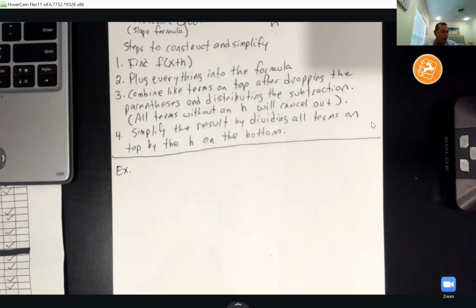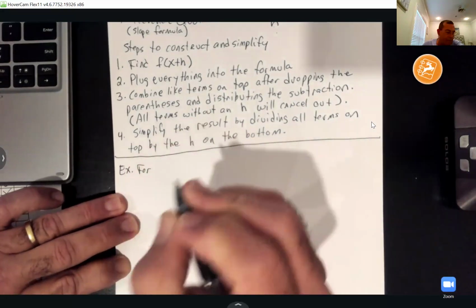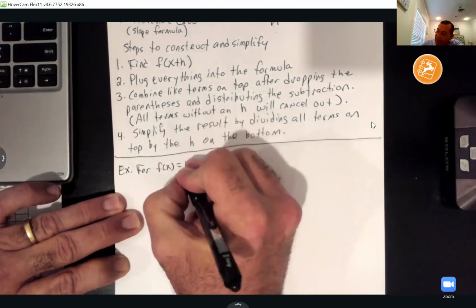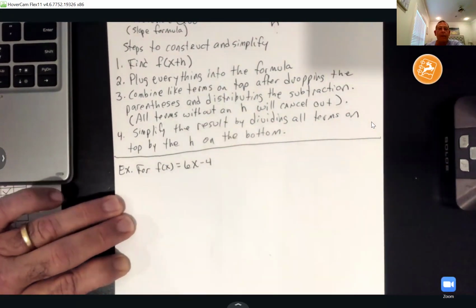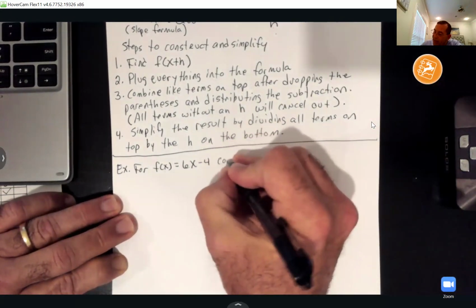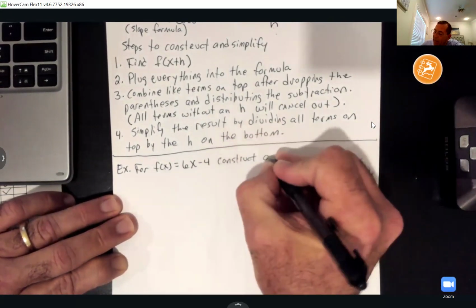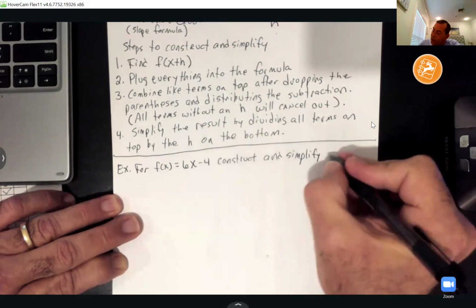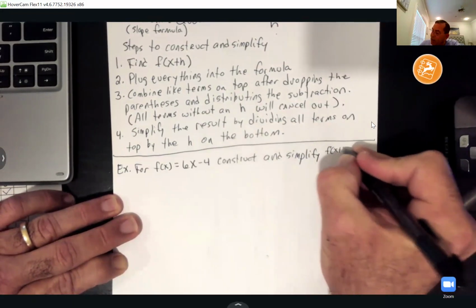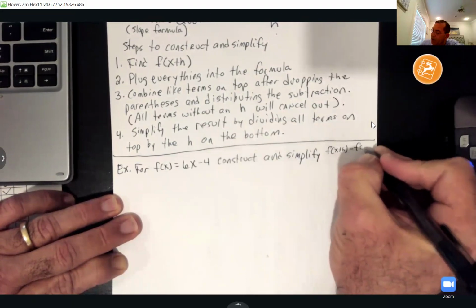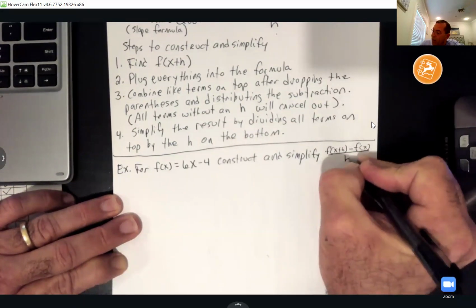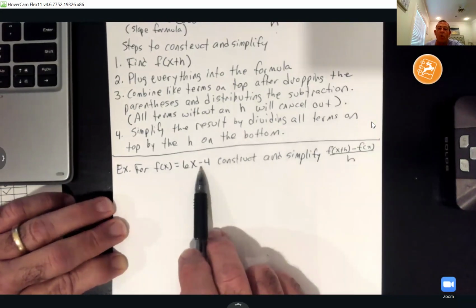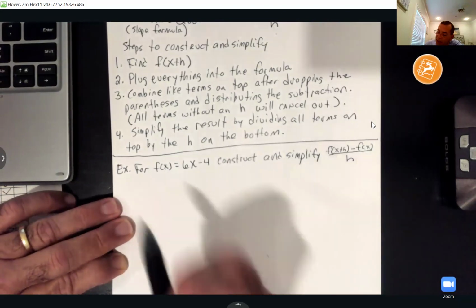So let's start with our first one. f of x equals 6x minus 4. We're going to construct and simplify our difference quotient, which is f of x plus h minus f of x all over h. So we know f of x. When we put that in, that'll be the 6x minus 4. So let's find f of x plus h.